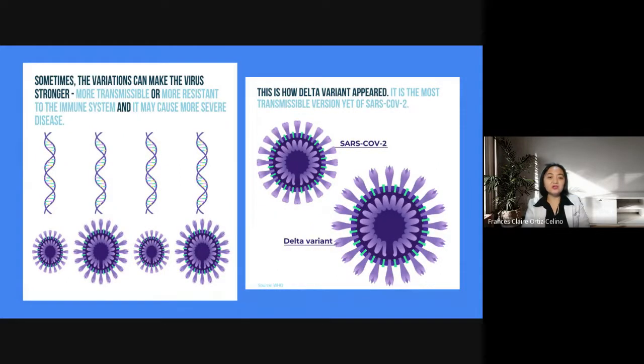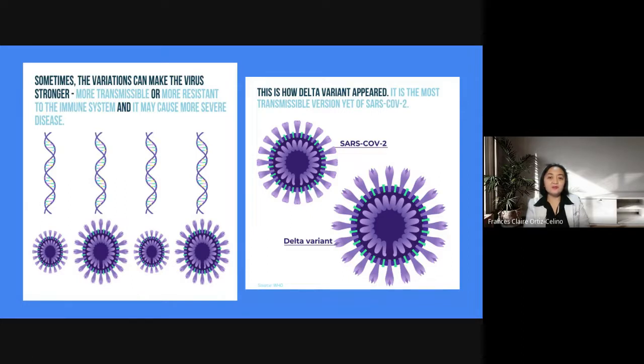Sometimes, okay, these variations can make the virus stronger. Okay, so, yun, meron ding pagkakataon na naiiba din yung pagkakakopya niya. So, ginagawa niya itong malakas. Ginagawa rin niya itong more transmissible. So, ibig sabihin, mas nakakahawa siya or more resistant or mahirap siyang patayin to the immune system and it may cause more severe disease. So, pag ito, kikita nyo, parang ito, yung original. Pag sakaling may nakopya siya, pwedeng more transmissible ito o kaya pwedeng mas mag-cause siya ng mas nakamamatay na sakit.